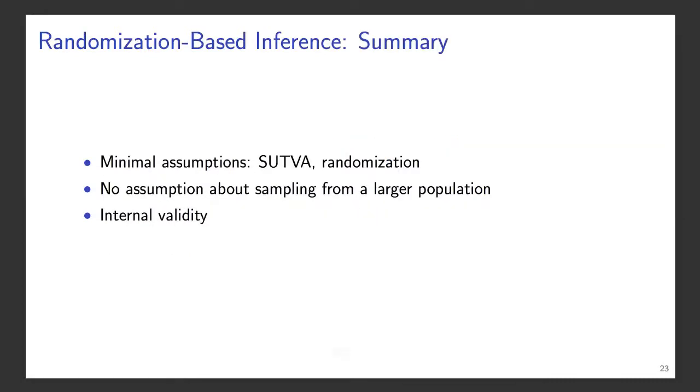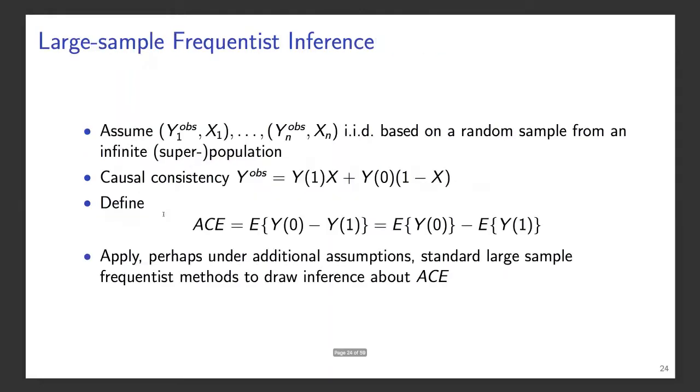What's appealing about this randomization-based inference approach is you're really making very few assumptions. I didn't get into this, but there's an assumption that causal inference folks call SUTVA, which we're making. But aside from SUTVA and the assumption that we have a randomized experiment, we're not making any other assumptions. No assumptions about sampling from a larger population. These approaches give us inferences that are at least internally valid. So that's just a brief introduction to randomization-based inference.